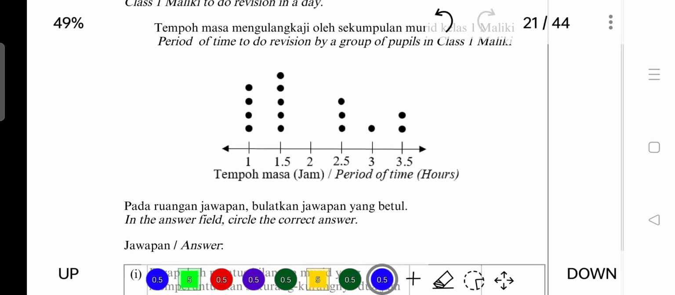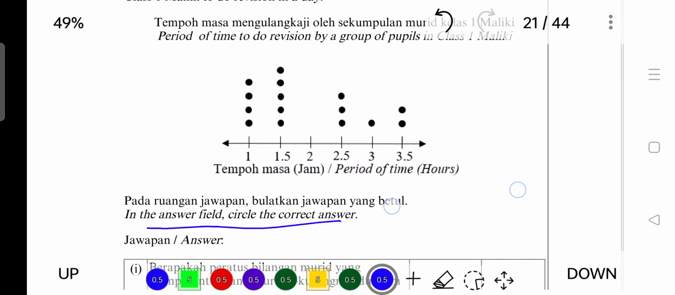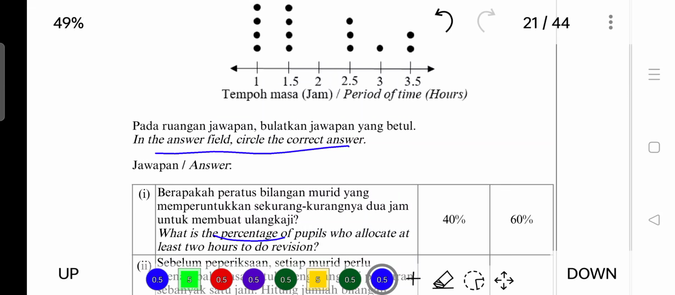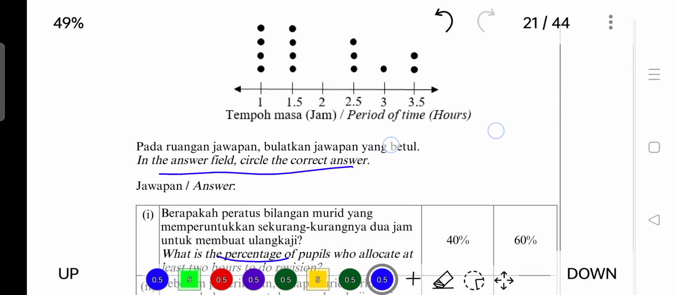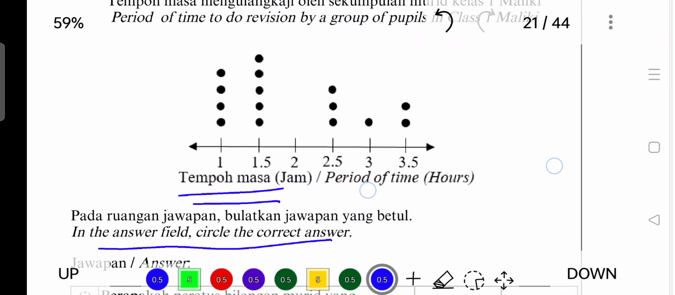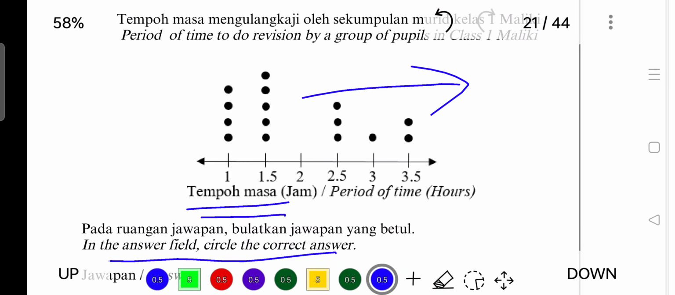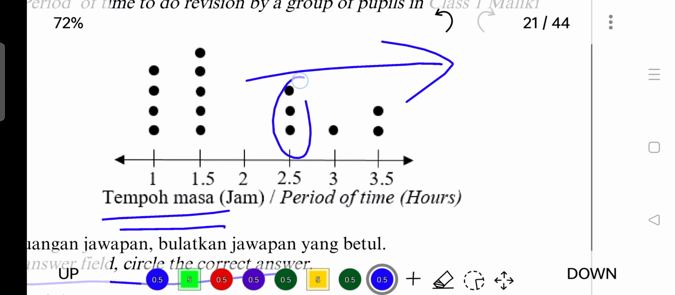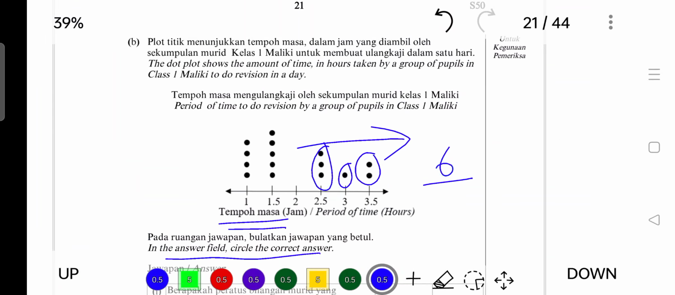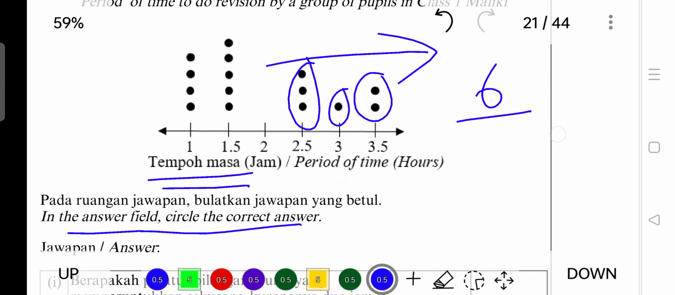All right, so the question is, in the answer field, circle the correct answer. What is the percentage of pupils who allocate at least 2 hours to do revision? This is the time, okay? So if you see 2 hours, the question is at least 2 hours. That means 2 hours or more. How many people do we have here? 3, 4, 5, 6. Okay, we have 6 over, how many people altogether do we have? 6, 7, 8, 9, 10, 11, 12, 13, 14, 15.